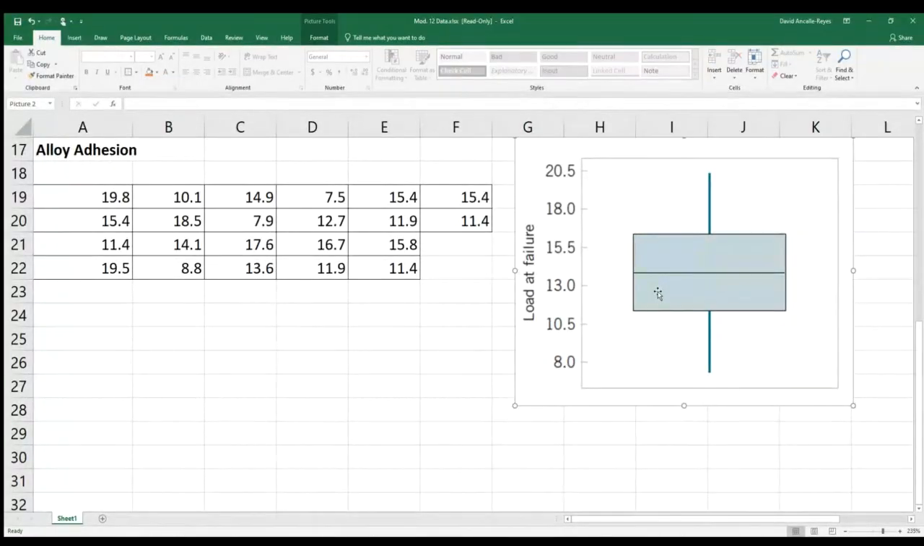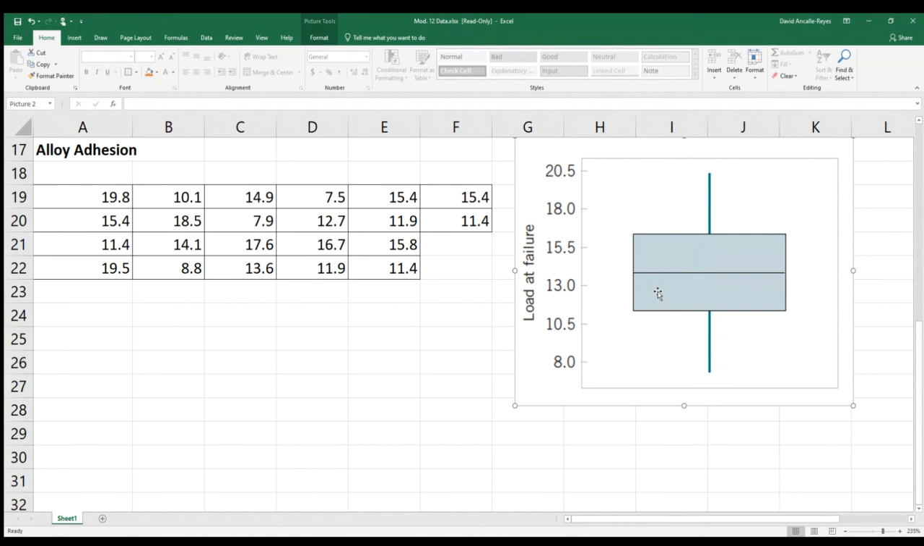So for this next example, let's look at the alloy adhesion problem. This table shows 22 samples of some alloy specimen. I showed a box plot so that you can see that the data is more or less normally distributed. You can see that the box plot is symmetric about the mean, and the whiskers are also symmetric. So this implies that the data could be normally distributed.